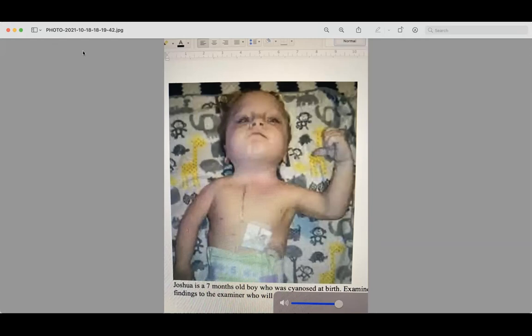No, BT shunt they cannot do from the mid sternotomy scar. Yeah, the BT shunt is from the lateral thoracotomy.